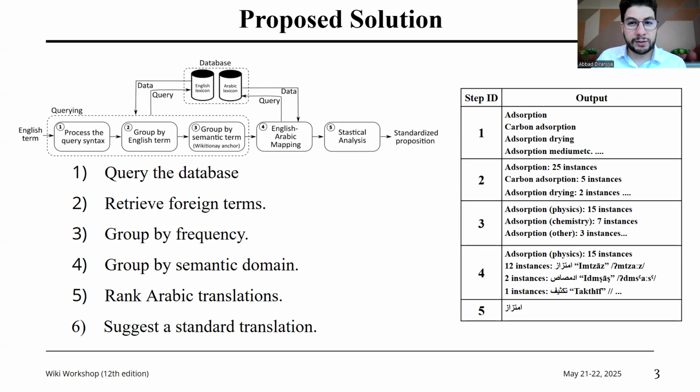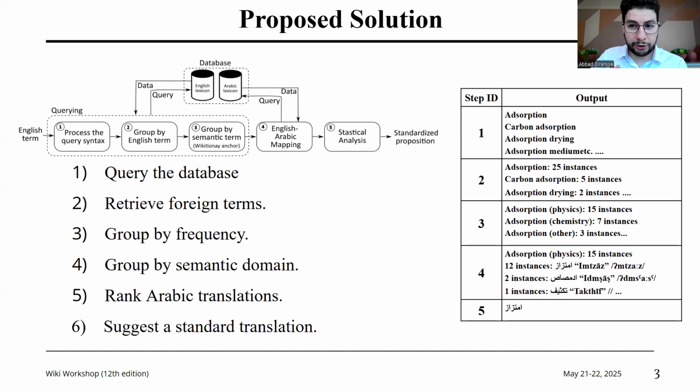When a user queries an English term, or a foreign term, to this database, such as absorption in this example, our goal is to be able to look at all the terms we have and propose basically the most frequent Arabic equivalent. We do want to do this in an informed way, however. So we first look at the English terms we have, and we group them according to their morphology. So we have adsorption itself. We have also some multi-word terms that include adsorption as part of the term.